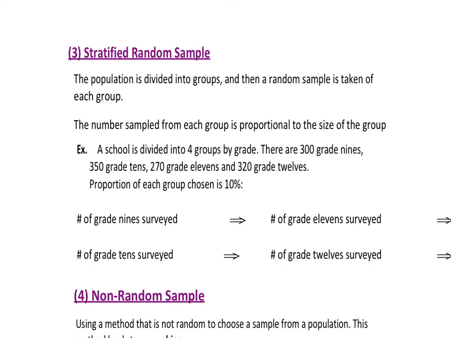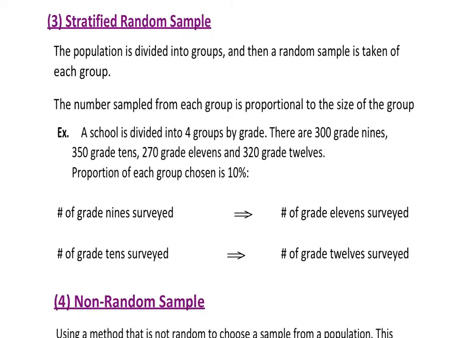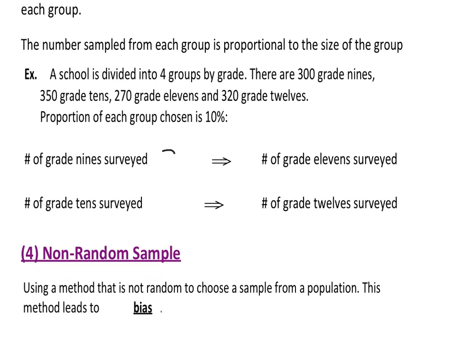So what you would look at is, what's 10% of the grade 9s? What's 10% of 300? 30, right? What's 10% of the grade 10s? 35. 10% of the grade 11s? And then 10% of the grade 12s. So what they do is they base the percentage they want to use on the entire population, and they just use that for each grade to get valid data.